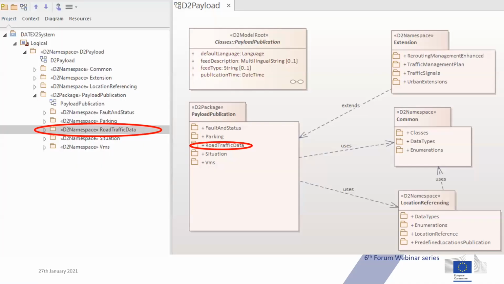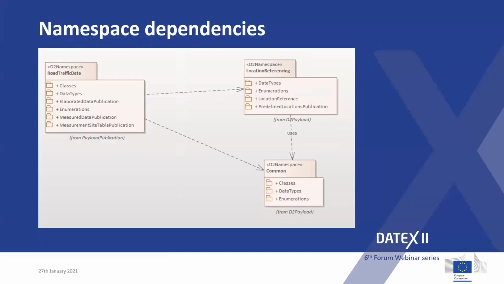So if you look for road traffic data in a DATEX 2 model, if you import the module, this is where it appears. You see in the hierarchy, it is under the payload publication folder. It contains payload publications. Because DATEX 2 is modular, it's interesting to look at the namespace dependencies. If you want to implement road traffic data, what namespaces do you need? And it's only these ones.